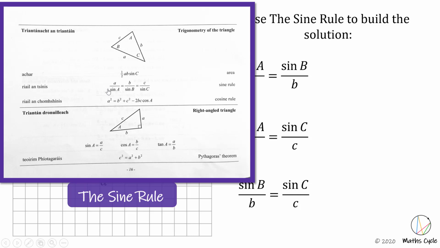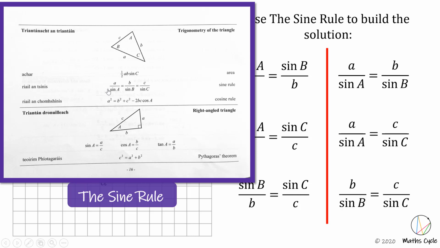Okay, so what this does is provide us with three more options. So we now can use that the side A over the sine of the angle A is the same ratio as the side B over the sine of the angle B. Or we can use that the side A over the sine of the angle A is the same ratio as the side C over the sine of the angle C. Or that the side B over the sine of the angle B is the same ratio as the side C over the sine of the angle C. And honestly, it won't matter which one you use.